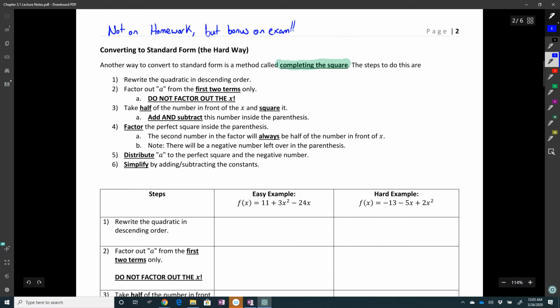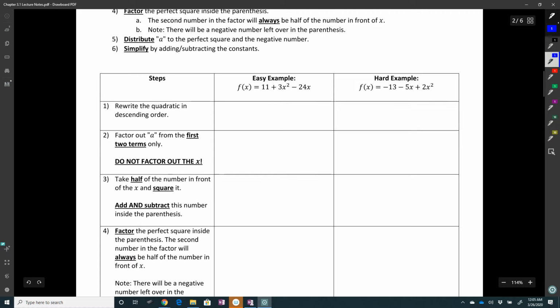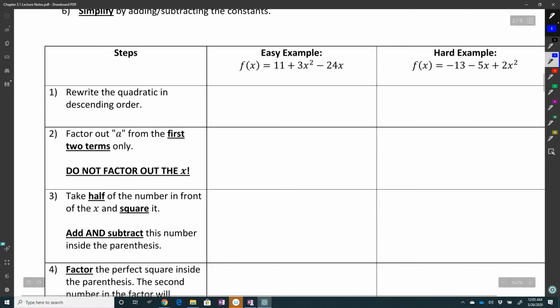All right, anyway, so let's look at this first one. We have 3x squared minus 24x plus 11. So we have to write it in order. We have f of x is 3x squared minus 24x plus 11. We call that descending order because the exponents descend in power. Notice that's a 1, and then this is really x to the 0. So the exponents go 2, 1, 0. So anyway, it's in descending order.